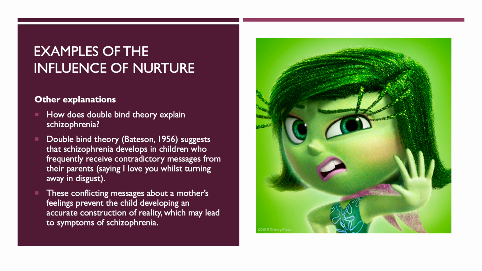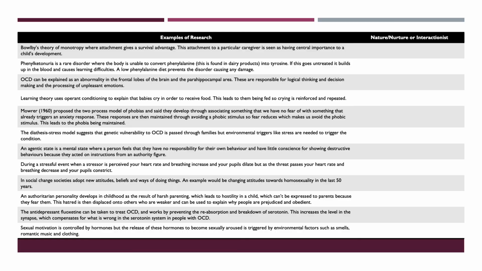Okay, so that is it for nature and nurture. Your last task is to have a look at these, and you don't have to write them down. Just have a look and maybe write one, how many are there? 1, 2, 3, 4, 5, 6, 7, 8, 9, 10, 11, 12. So just write 1 to 12 and then write either nature or nurture.